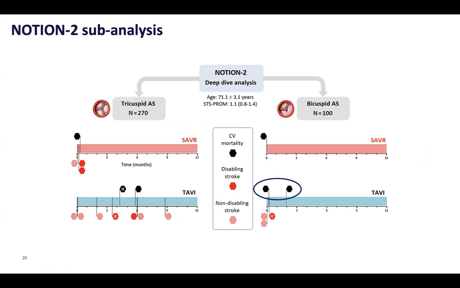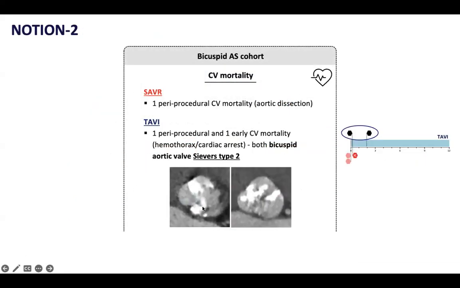But here you see the mortalities. That's what I show you here: these type 2 bicuspids. These are bicuspid cases with 2 calcified raphes, and if you ever see this and get this patient referred to you, I would say don't treat it with TAVI, or if you treat it with TAVI, be extremely careful with the size of the balloons.